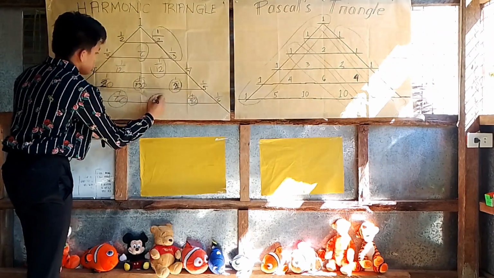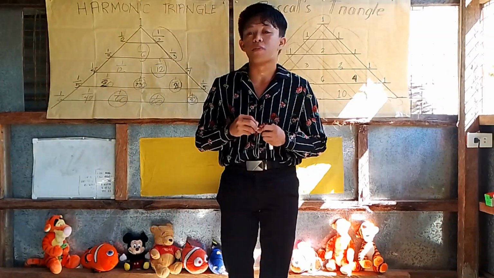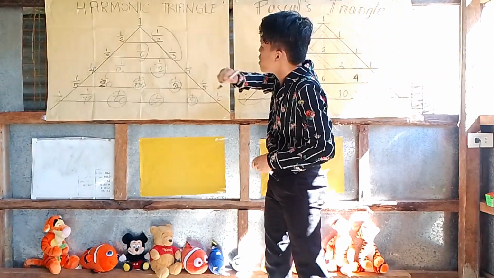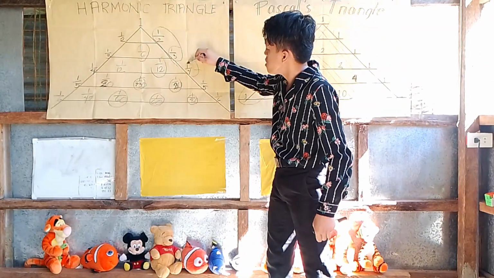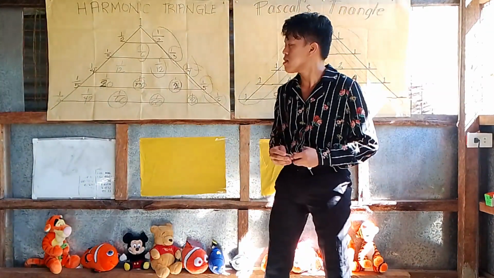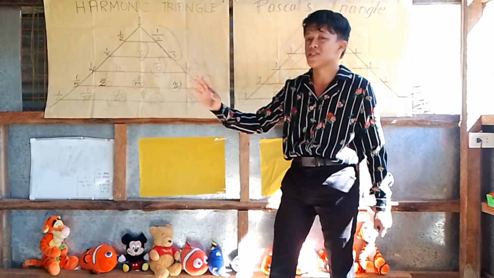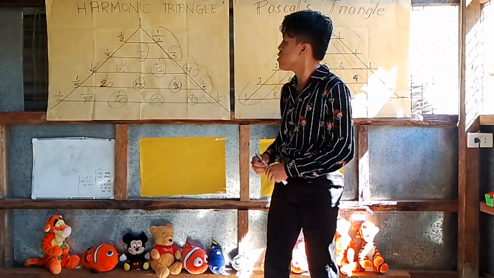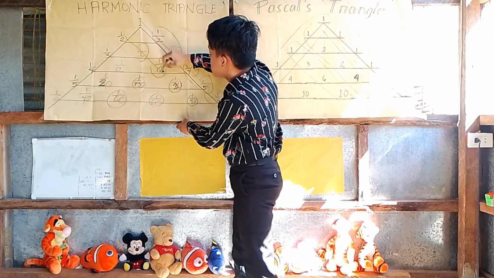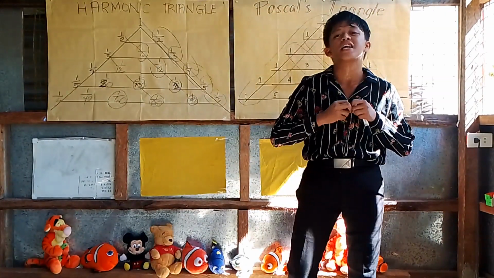So, that is how we construct the harmonic triangle. Simply, we subtract the values to the right or left side. The same process is done to get the second, third, fourth column, and so forth. So now we have the first, second, and third column of the harmonic triangle.